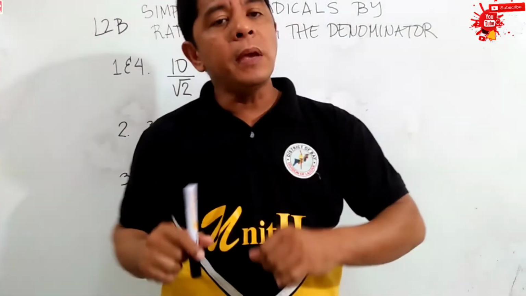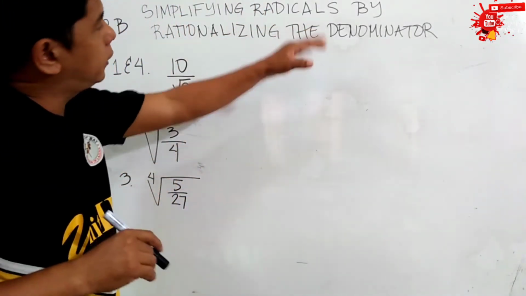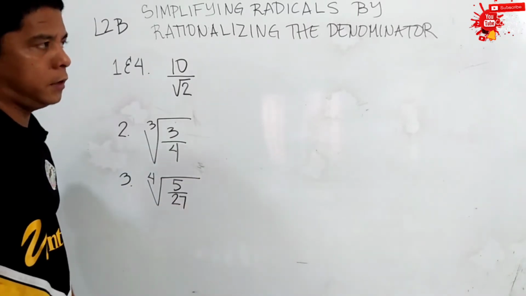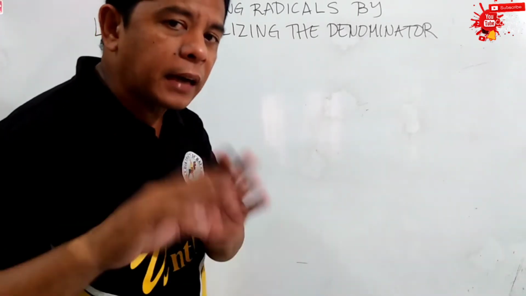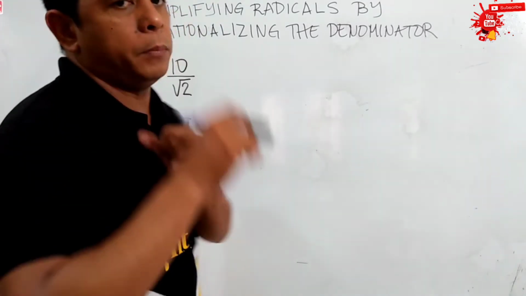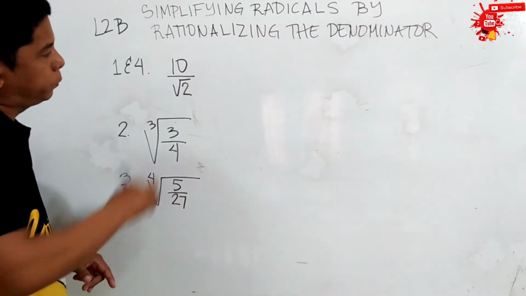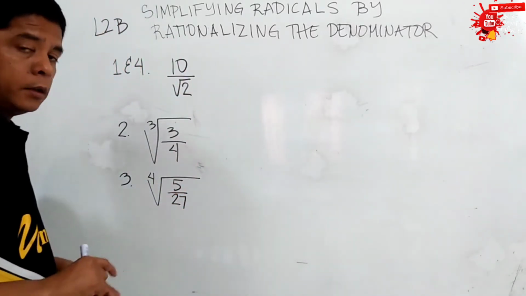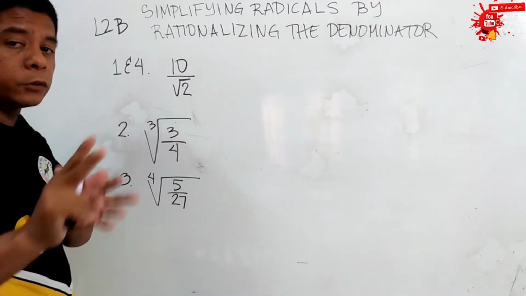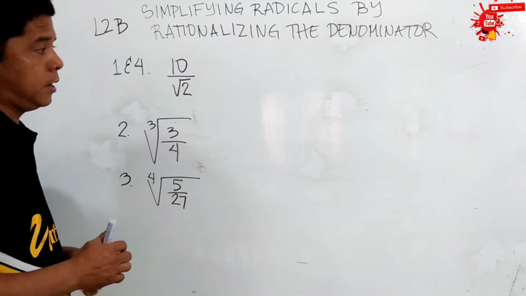Punta na ngayon tayo sa main topic ng ating lesson, which is simplifying radicals by rationalizing the denominator. Ang objective, dapat walang radical sa denominator. Itong example 1 natin, which is 10 over square root of 2, parallel sa question number 1 and 4. Ibig sabihin, kung paano natin ginagawa, ganun din yung gagawin ninyo doon sa task natin.